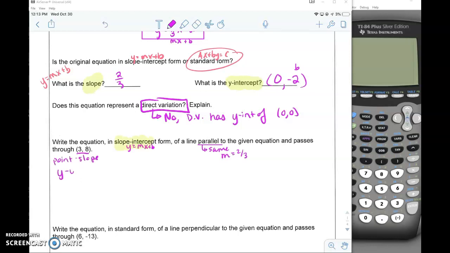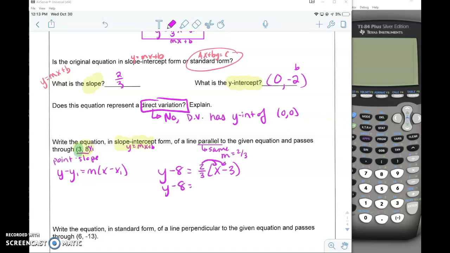So we have to begin in y minus y1 equals m times x minus x1. The x1 and y1 come from our ordered pair. So y minus the y value, 8, is equal to m, 2/3, times x minus the x value, 3. We want our answer to be in y equals mx plus b. So I'm thinking, don't call me after midnight. I'm going to start with distributing.